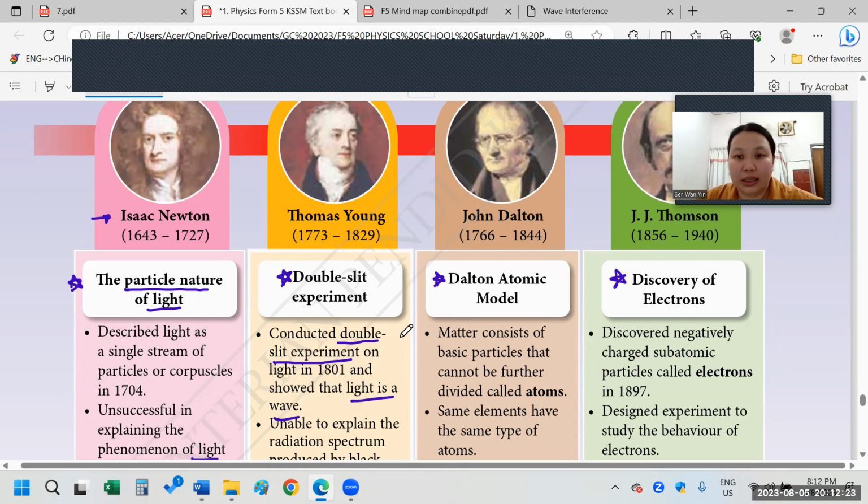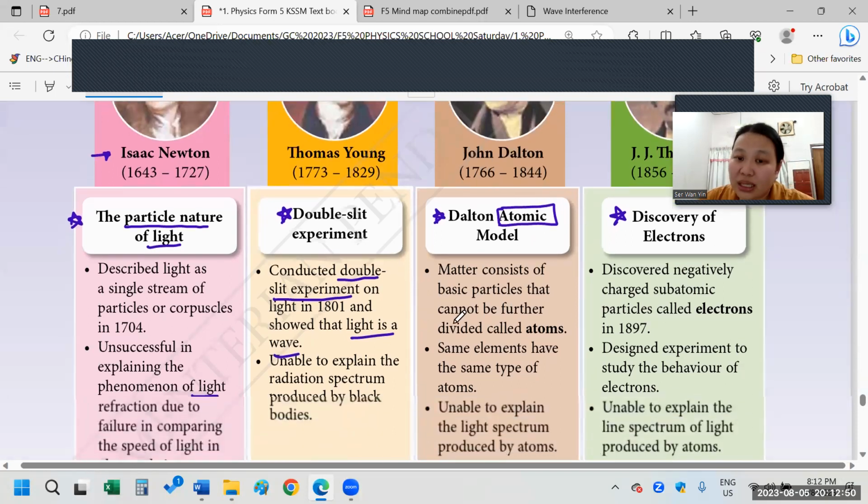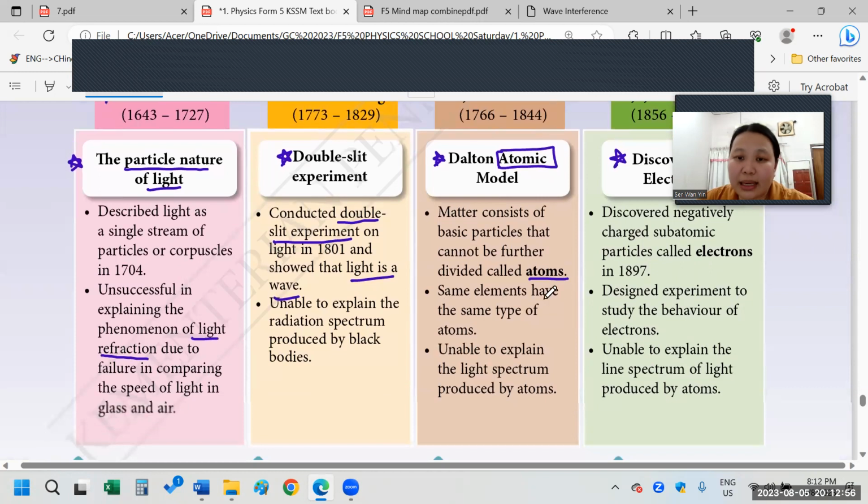Okay. Then come to John Dalton. So you learn chemistry. So almost the same era, in that century lah. Not the same year, like around that time lah. John Dalton found out an atom, got atomic model. So matter consists of basic particles that cannot be further divided, called atoms. So the same element has the same type of atoms, but still unable to explain the light spectrum produced by atoms.